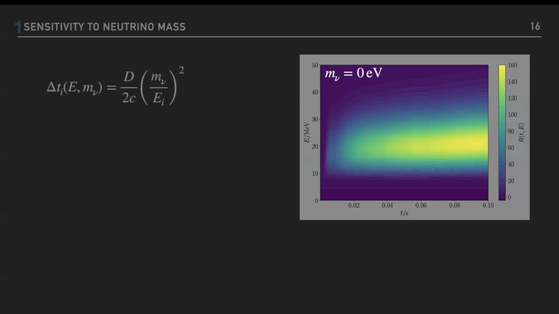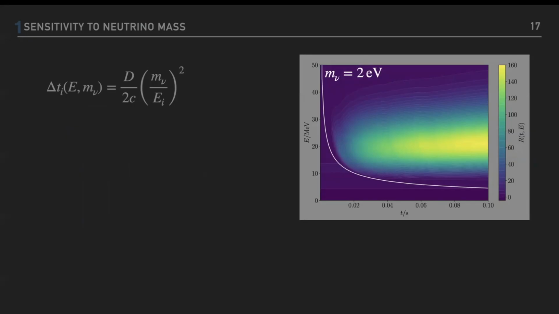Neutrino masses can be introduced through a time delay. This time delay is parameterized in this way, and it basically expresses the delay with which a massive particle propagates with respect to a massless one.